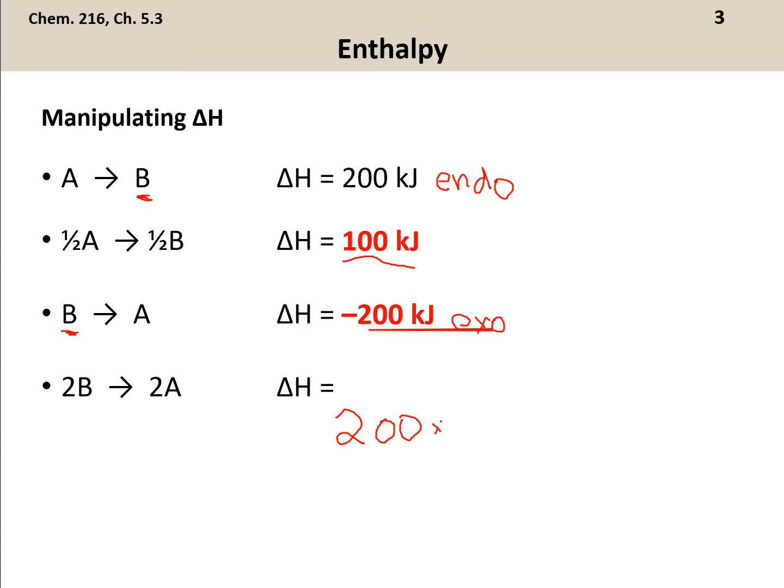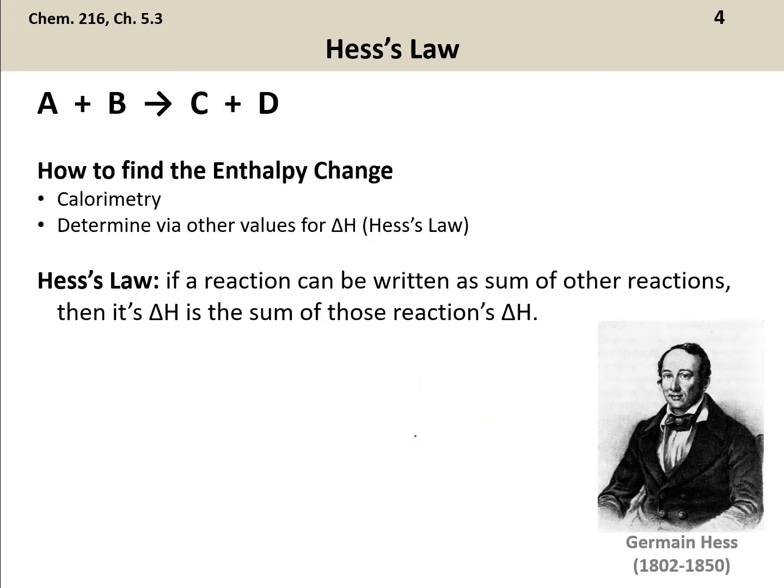And then I reversed it, so I'm going to make this negative, and I doubled it, so times negative 2. So that'll give me negative 400. Okay, so we're going to be doing that a lot today while we go through something called Hess's Law.